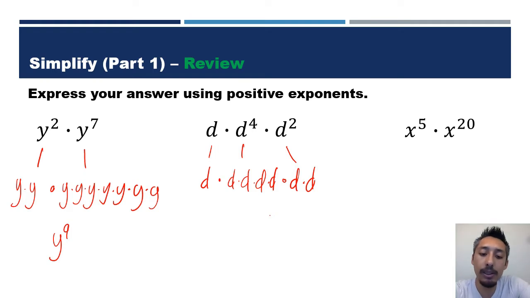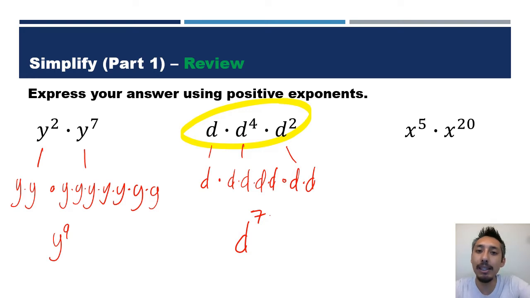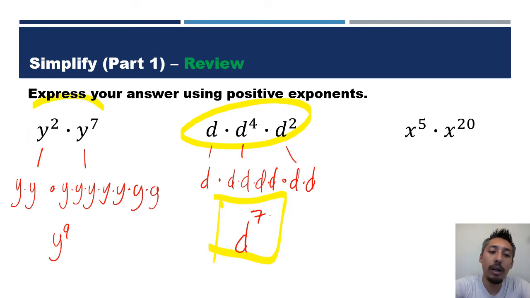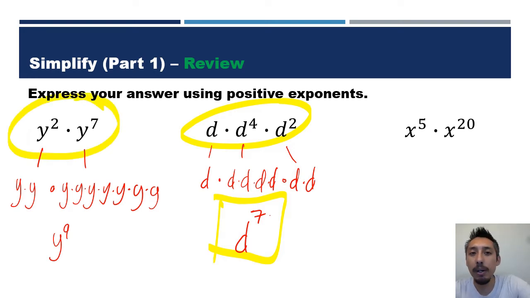In total, d is being multiplied by itself, 1 at the beginning, 4 in the middle, and then 2 at the end, for a total of 7. That means that our original problem is the same thing as saying d to the power of 7. Same thing in the previous problem. Y to the power of 2 times y to the power of 7 is the same thing as saying y to the power of 9.